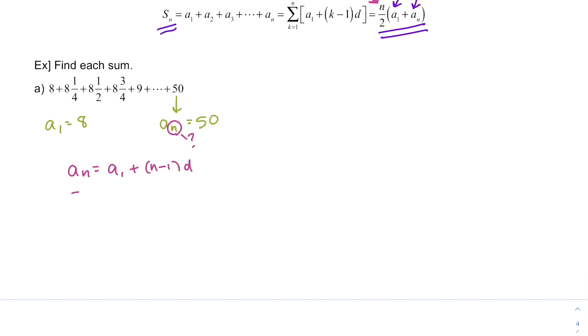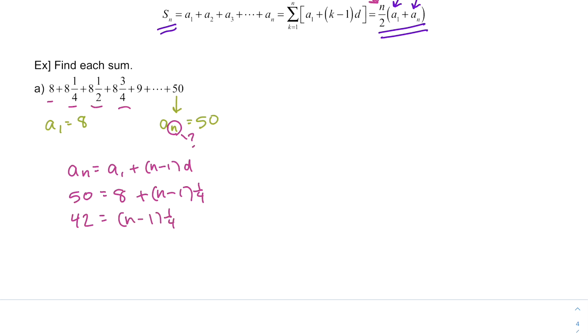Because we know a sub n is 50. We know the first term is 8. Of course, we don't know the n value corresponding to 50. And the common difference, well, let's take a look at the terms. 8, 8 1/4, 8 1/2, 8 3/4. It looks like 1/4 is being added each time, so the common difference is 1/4. So we can take this equation and solve for n to find out which term is 50. Right? How many terms exactly are we adding up? What is n? So I can subtract 8 from both sides.